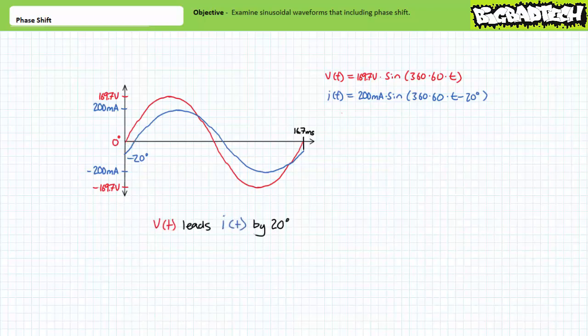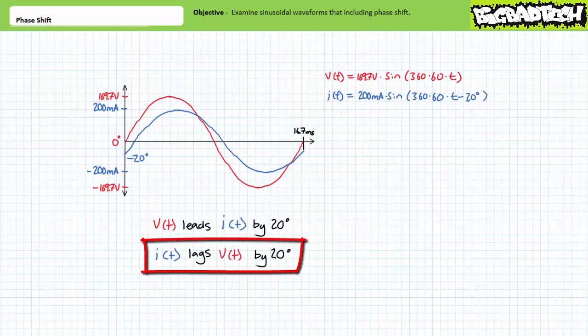Conversely, given I of t zero crossing going positive 20 degrees behind V of t zero crossing going positive, it can also be said that current lags voltage by 20 degrees. Both statements, voltage leads current by 20 degrees, and current lags voltage by 20 degrees, are simultaneously true. Which statement do I prefer? This one. Current lags voltage by 20 degrees.